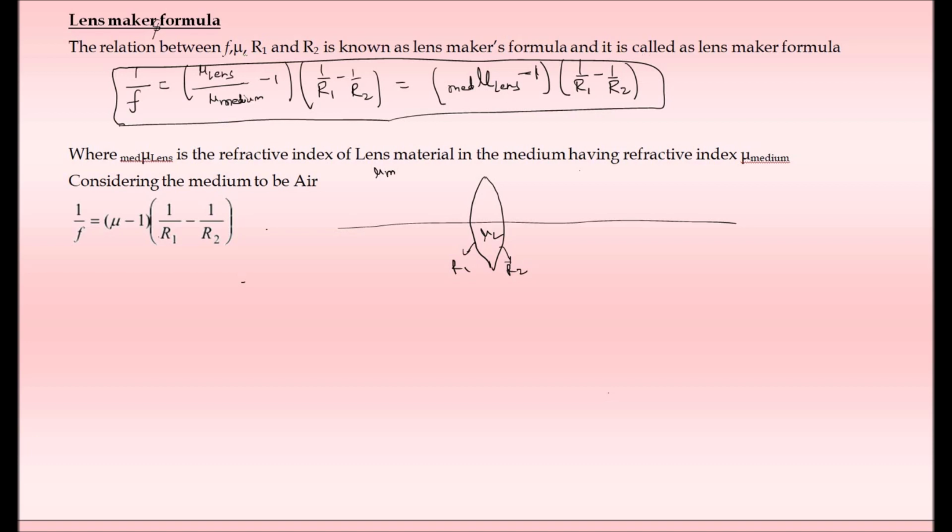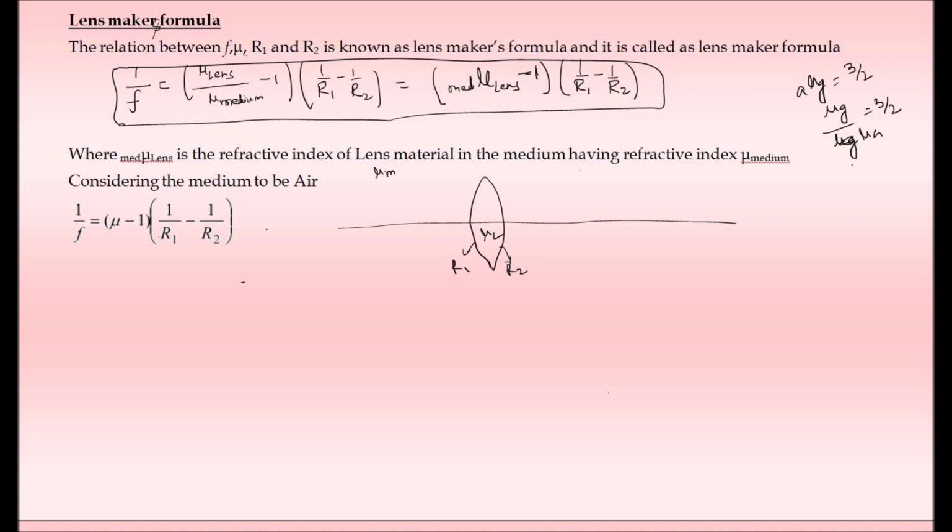So what is the meaning of this medium mu lens? It is a relative refractive index. We have already covered this concept of relative refractive index in my section on refraction, A mu G. We usually say that the refractive index of glass is 3 by 2. It is the refractive index of glass with respect to air. So basically mu G divided by mu A, that is the refractive index of glass with respect to air, is equal to 3 by 2.